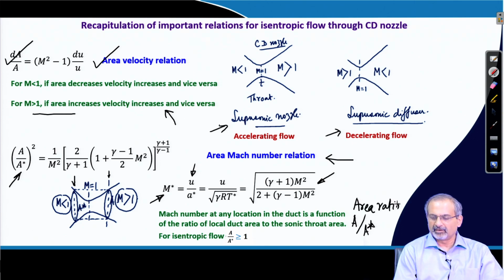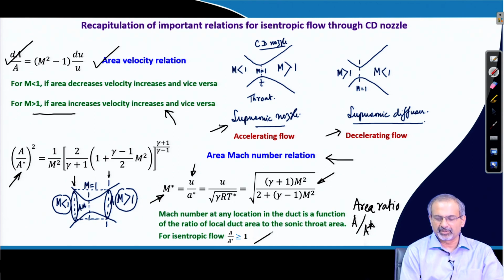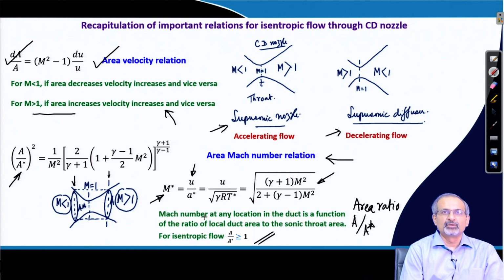Under isentropic flow conditions, we have to remember that A by A star is always greater than or equal to 1. The lowest that A can go is the A star condition, which is at the throat, when it can go sonic.